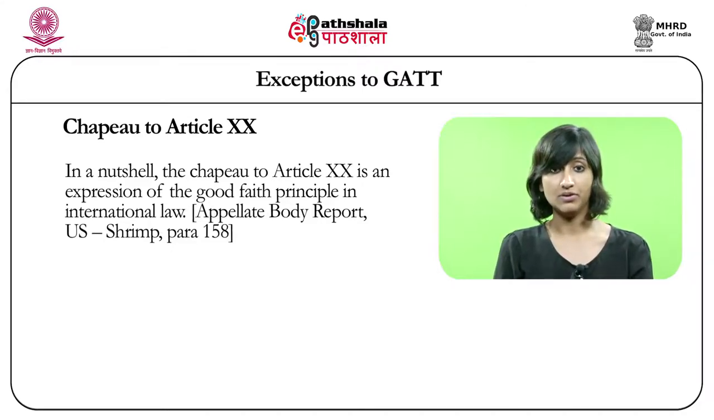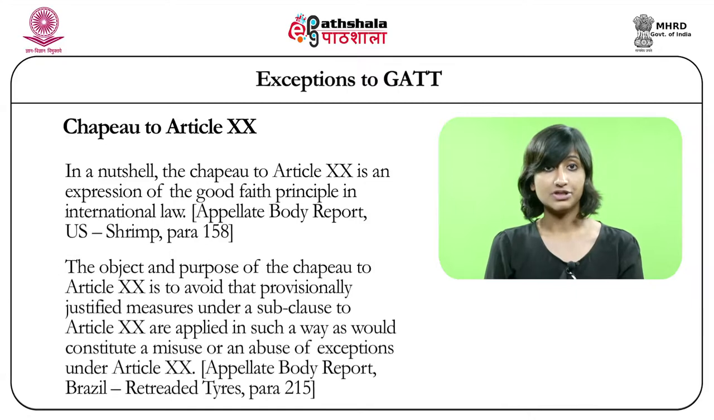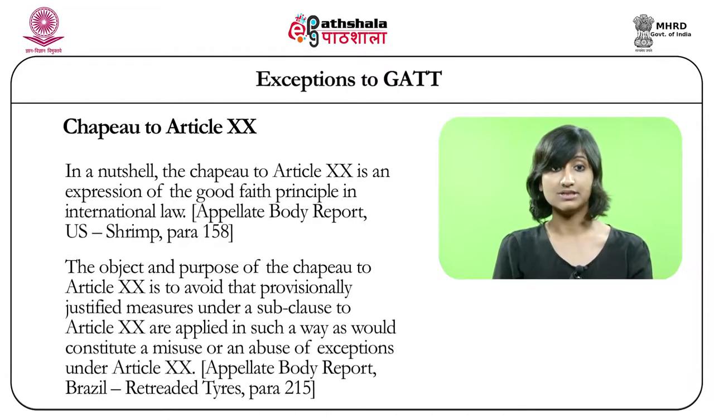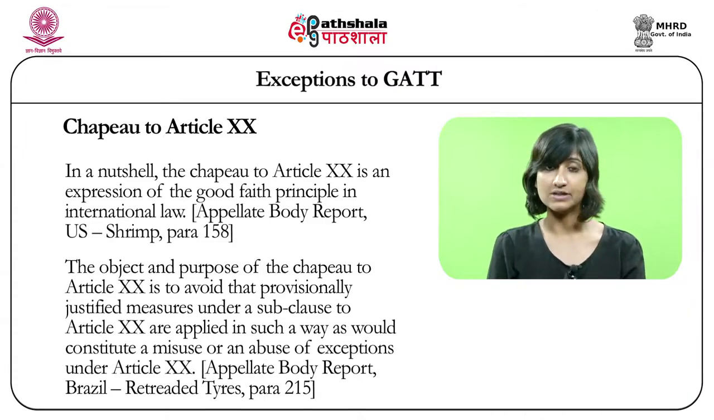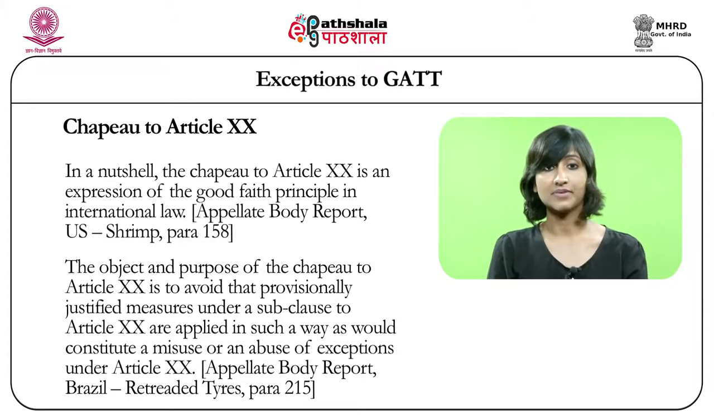The Appellate Body report in US Shrimp in paragraph 158 made this observation. The object and purpose of the chapeau to Article 20 is to avoid that provisionally justified measures under a subclause to Article 20 are applied in such a way as would constitute a misuse or abuse of exceptions under Article 20.